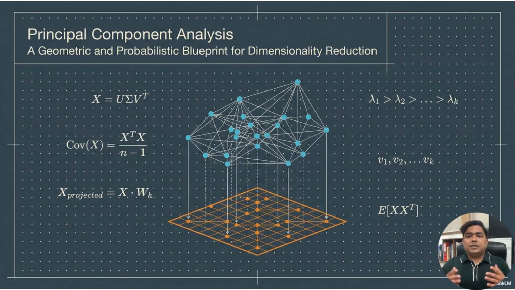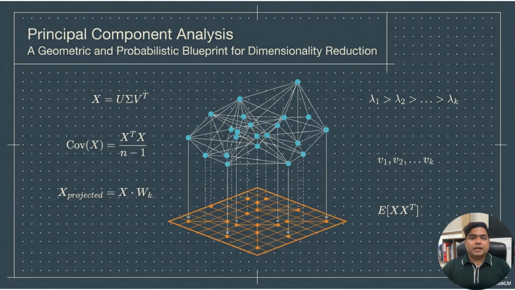Today, we are going to study principal component analysis, usually called PCA. PCA is one of the most important techniques in data science, machine learning, artificial intelligence, and statistics. The main idea of PCA is dimensionality reduction. That means we want to reduce the number of variables in a data set, but still keep the most important information. In real world data, we often have many features.